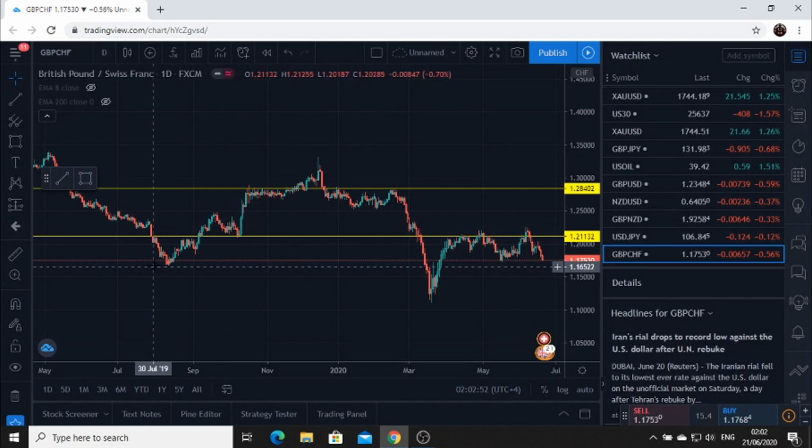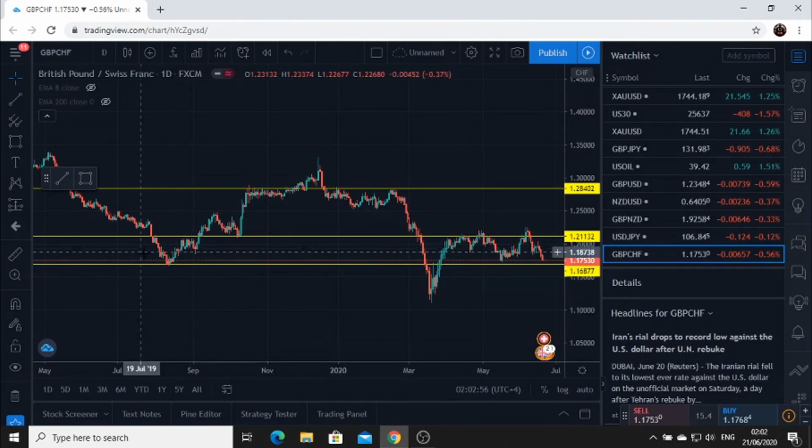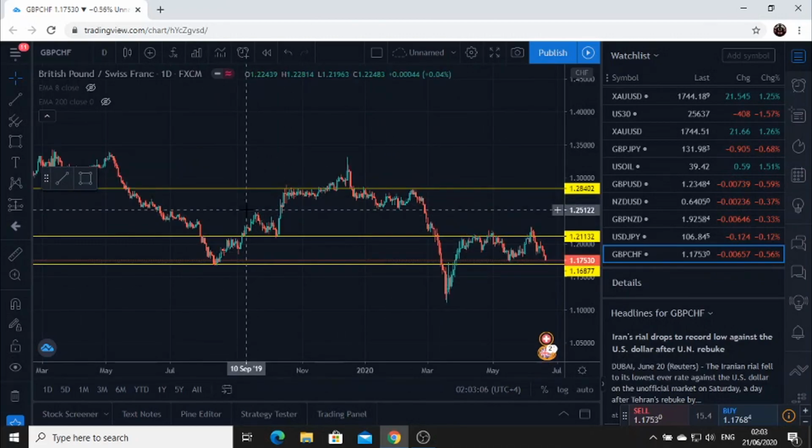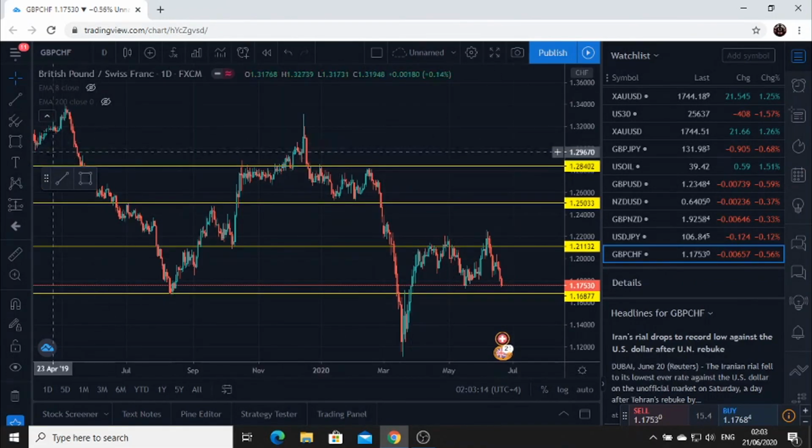I'll take this one as well. You can see it hit it here, came back, tried hitting it, went up, hit here, came back. And I think I'll take this one as well. Okay, so these are the key levels of this chart. I have taken the GBP CHF.